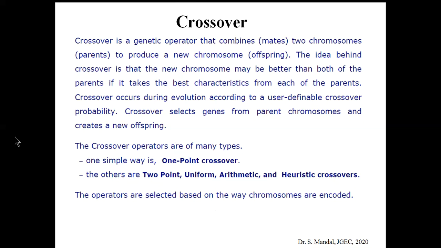Now there are different operators. The first and simplest is the 1 point crossover, and the others are 2 point, uniform, arithmetic or heuristic operators. Crossover will be applied on the chromosomes selected by the earlier process, or the parents that were already selected by the earlier process. So crossover will be applied on the parents' genes that were already selected.